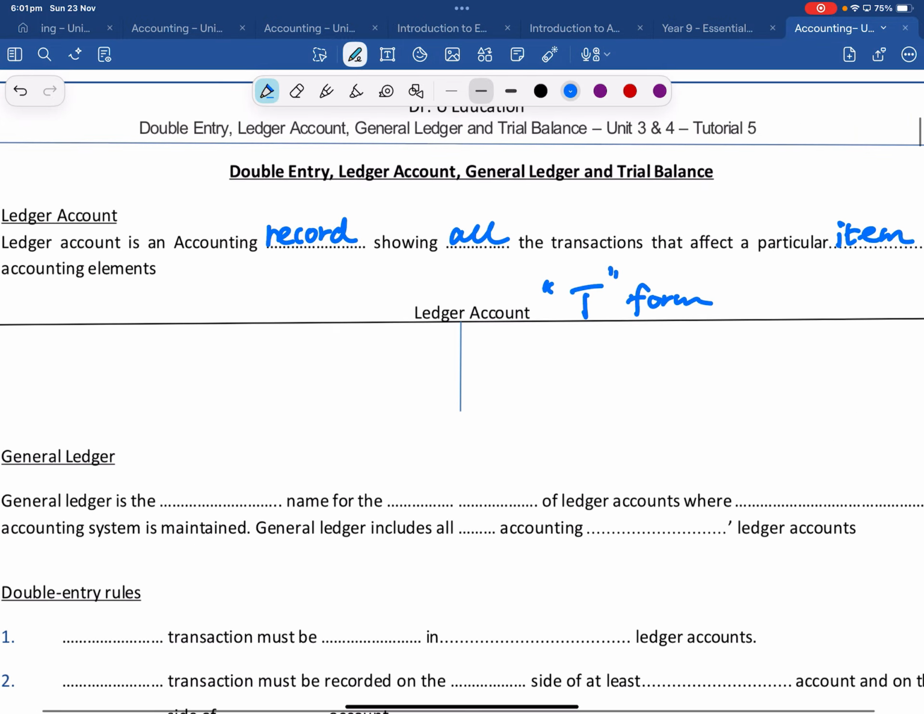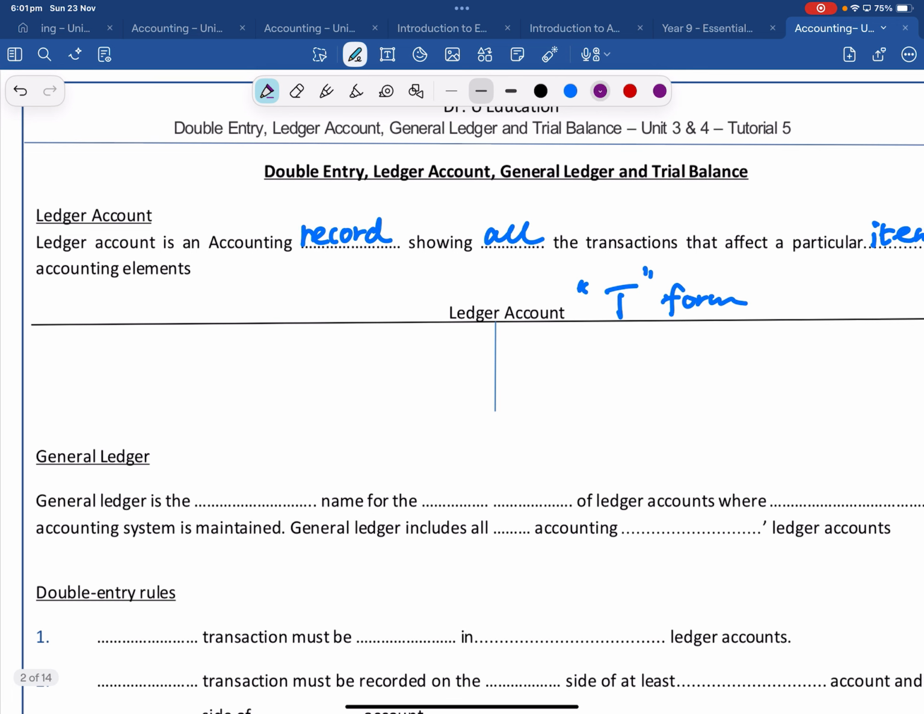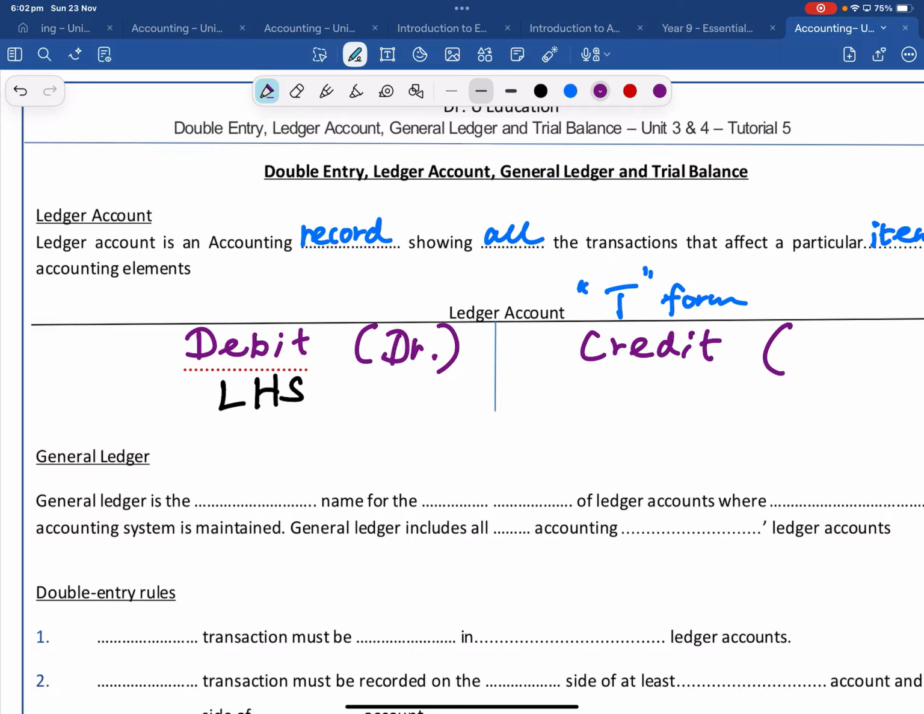This ledger account, guys, this left-hand side we call debit, and we denote it by DR, like doctor. This is the left-hand side, LHS. Why is that R? Yeah, I'll tell you why. There is no R here, yes? Actually, I also don't know, but I guess I'll tell you. Then the right-hand side we call credit. That is denoted by CR. So that's the right-hand side.